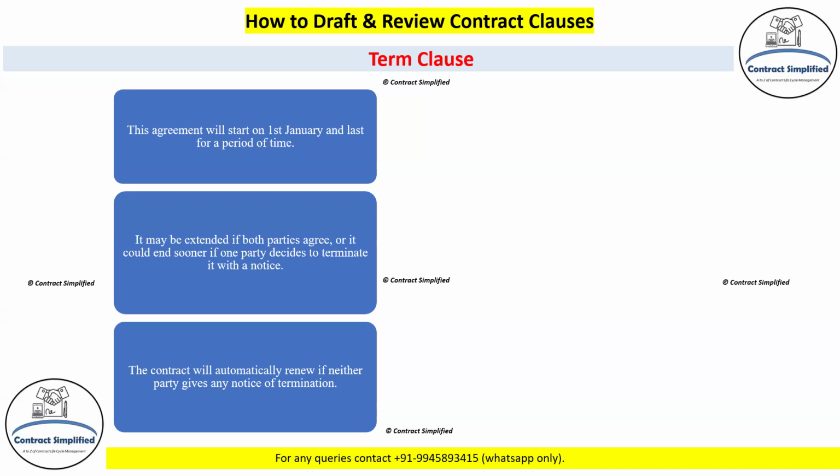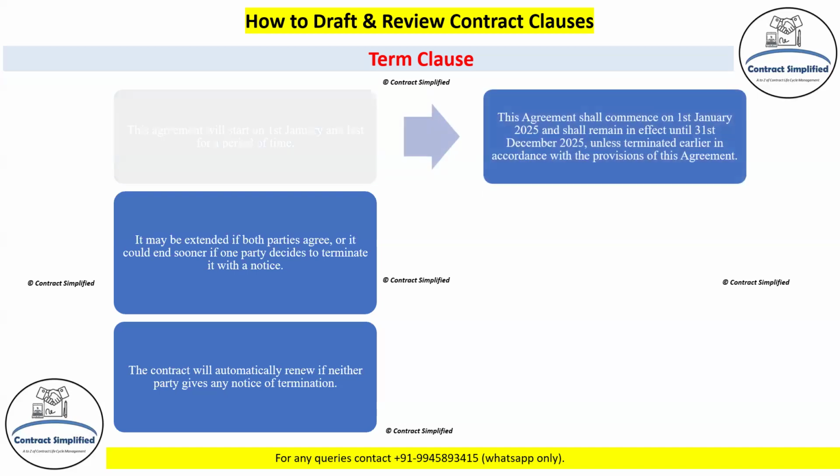First, the vague term "last for a period of time" doesn't give any clear start or end dates. This is problematic because it leaves both parties uncertain about when the contract ends. So here's how we can improve it. This agreement shall commence on 1st January 2025, the complete date, and shall remain in effect until 31st December 2025, unless terminated earlier in accordance with the provisions of this agreement. Now, we have clear start and end dates, no ambiguity about when the contract ends.